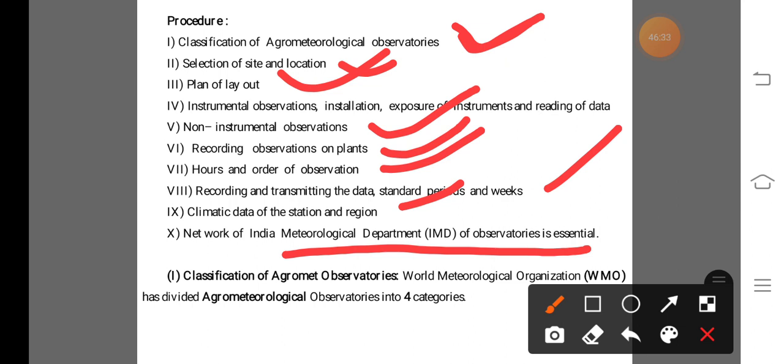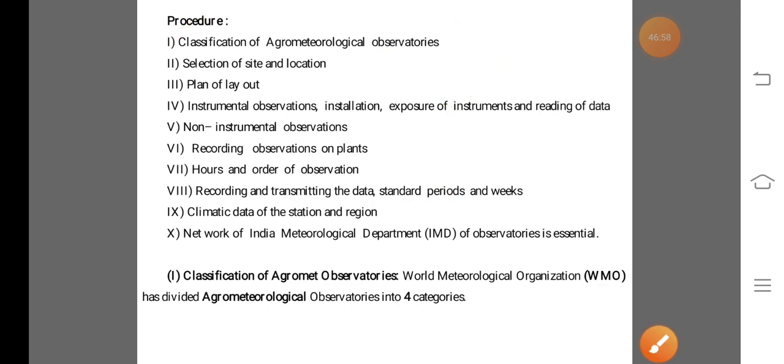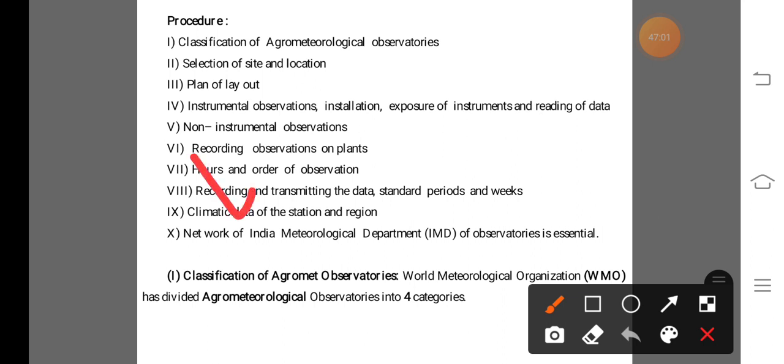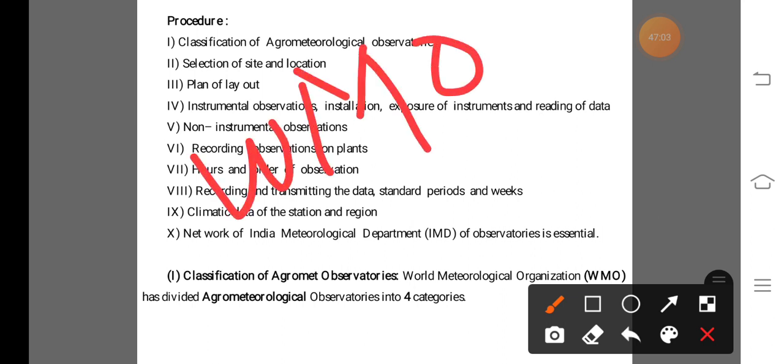Here one point is important for objective purposes. IMD stands for India Meteorological Department, not Indian. India Meteorological Department. So now we discuss in detail these 10 points one by one. First one, classification of Agromet observatory. The World Meteorological Organization, that means WMO, has its headquarters in Geneva, Switzerland.